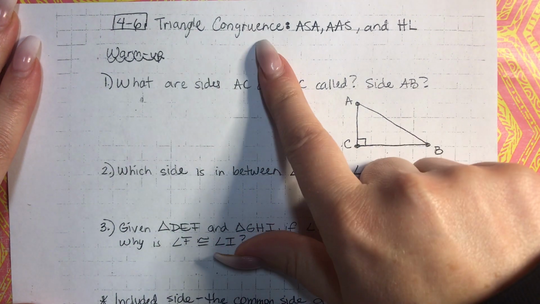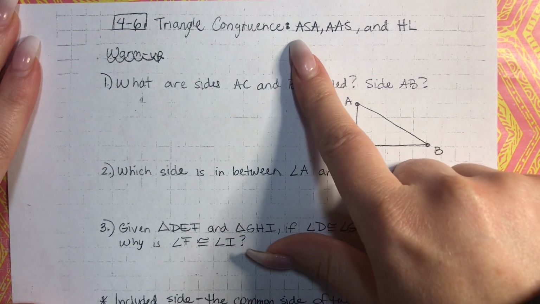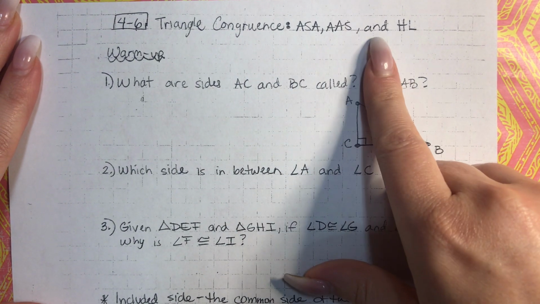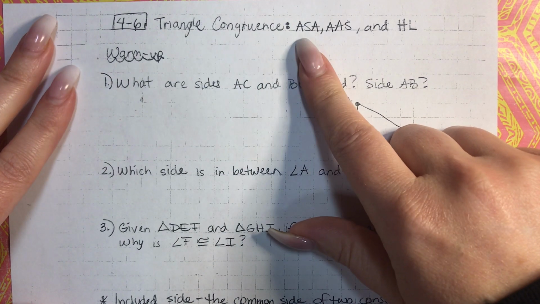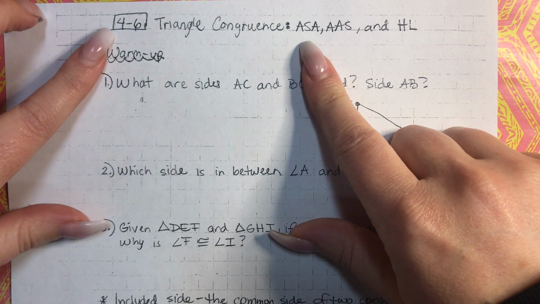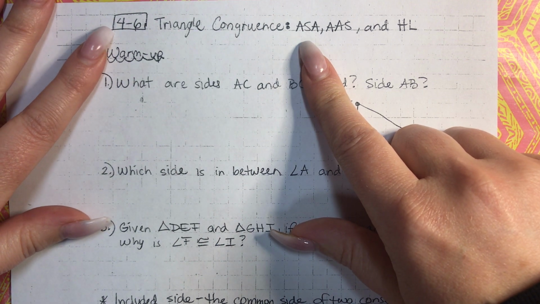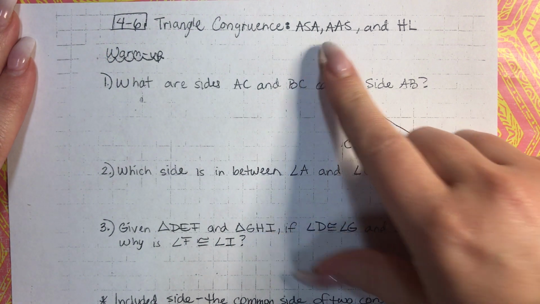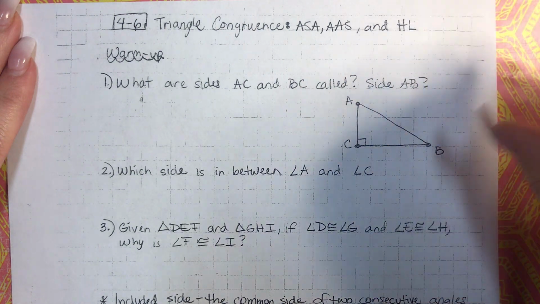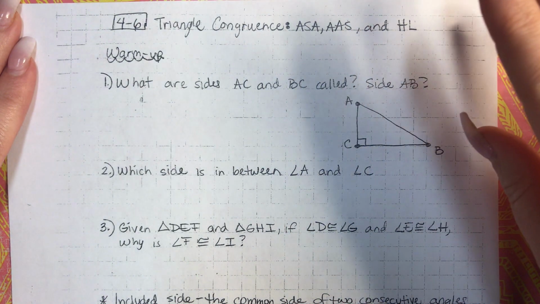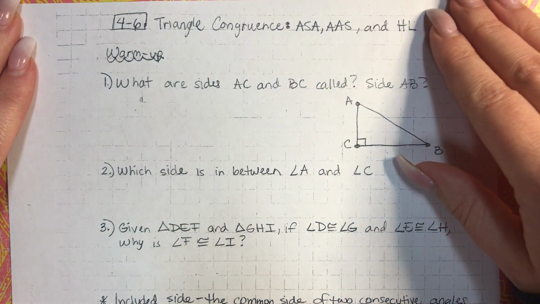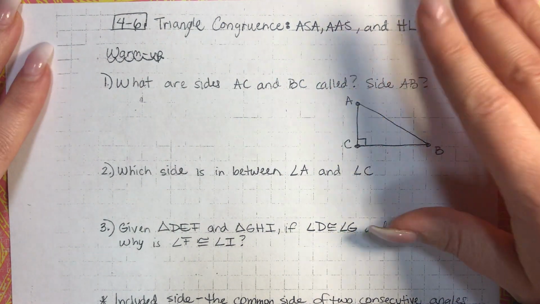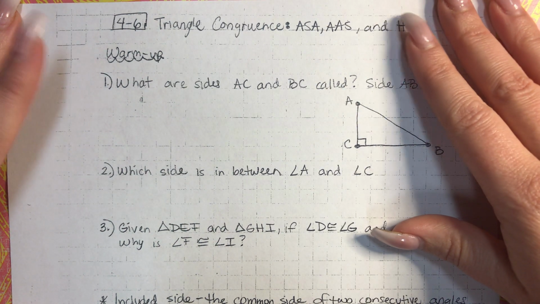Today we're going to be talking about triangle congruence: ASA, AAS, and HL. So far we've talked about triangle congruence throughout this chapter. The first time was in Chapter 4, Lesson 1. Remember, that's when you could prove that the triangles were congruent by showing that they're a reflection, a rotation, or a translation, or any combination of those three. So that was the first way we talked about triangle congruence.